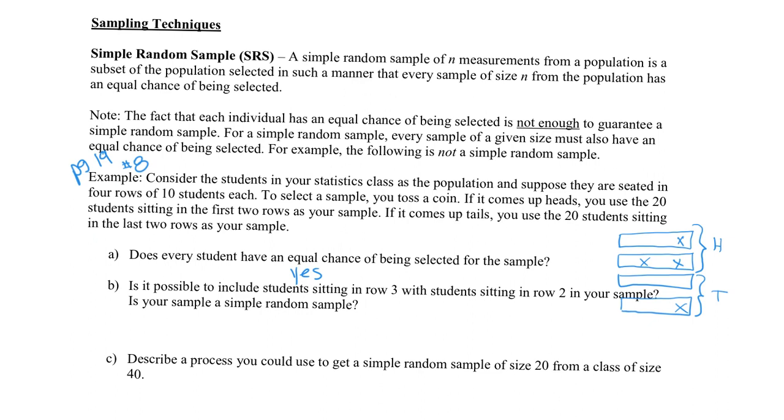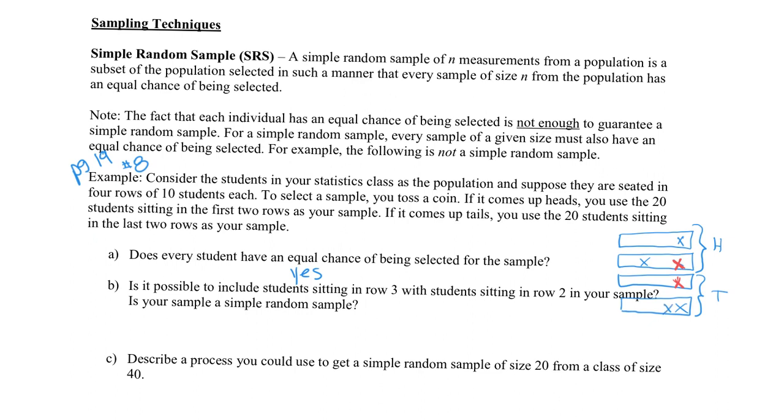Then part B says, is it possible to include a student sitting in row 3 with a student sitting in row 2 in your sample? Okay, so would I be able to include, let's say, this student in row 2 and this student in row 3? Would it be possible that with the way we're doing this, both of these are selected? And obviously they can't be. Either this student if it's heads or this student if it's tails, but they're not both going to be selected. So think about what we're saying here.